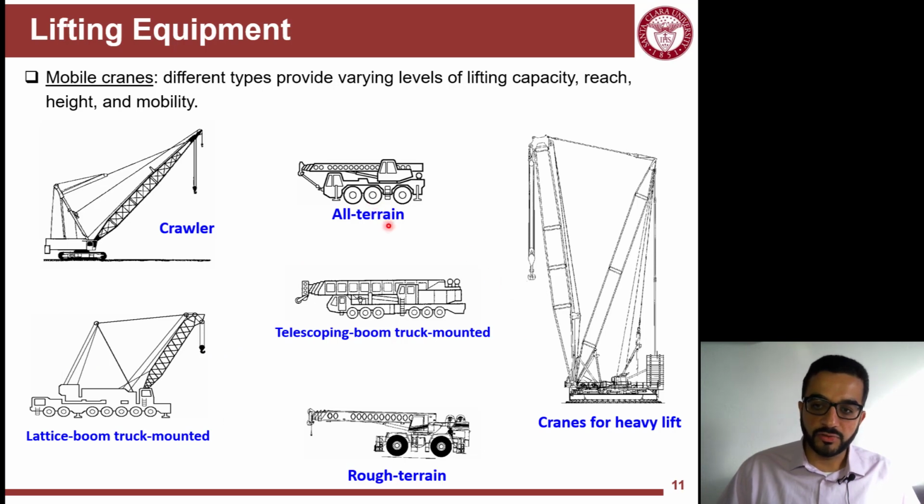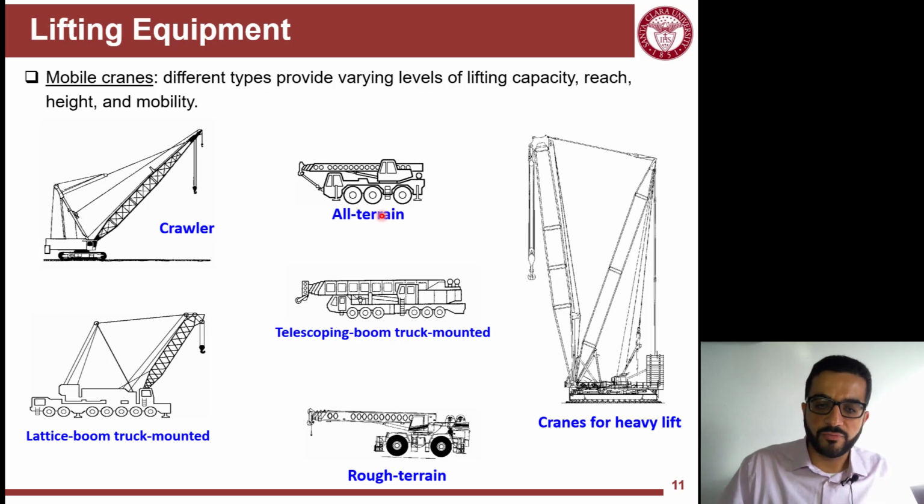So all terrain is a truck mounted crane, but it's a little lighter than these two, telescoping or lattice boom truck mounted cranes. They have less capacity, but they're more mobile. They can reach typical sites. Truck mounted here are a little bigger. You can see here the number of axles, more than the all terrain.